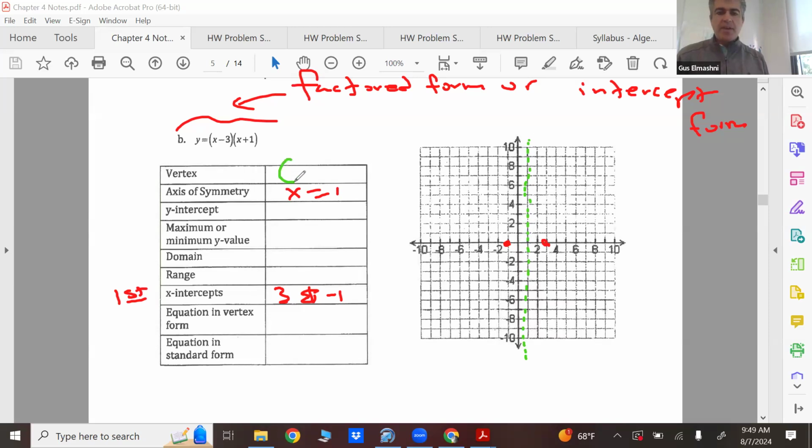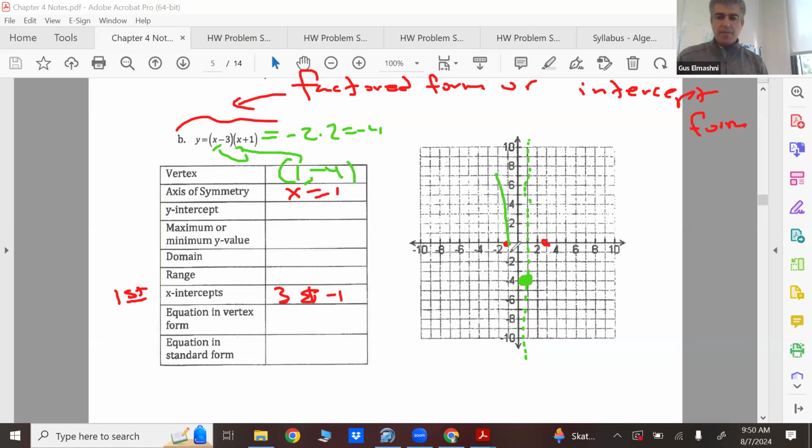So my vertex, what's going to be the x coordinate of my vertex then? It has to be on the axis of symmetry, right? So it has to be 1. Where it is exactly, is it here? Is it here? I don't know yet. How do I find the y value that goes with it? I have an equation. What should I do with that 1? Plug in. Exactly. Good. Negative 2 times 2 is negative 4. So that's my vertex.